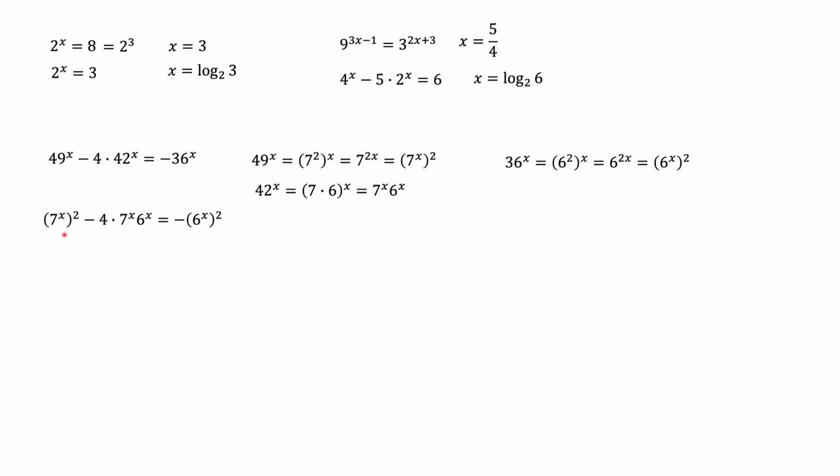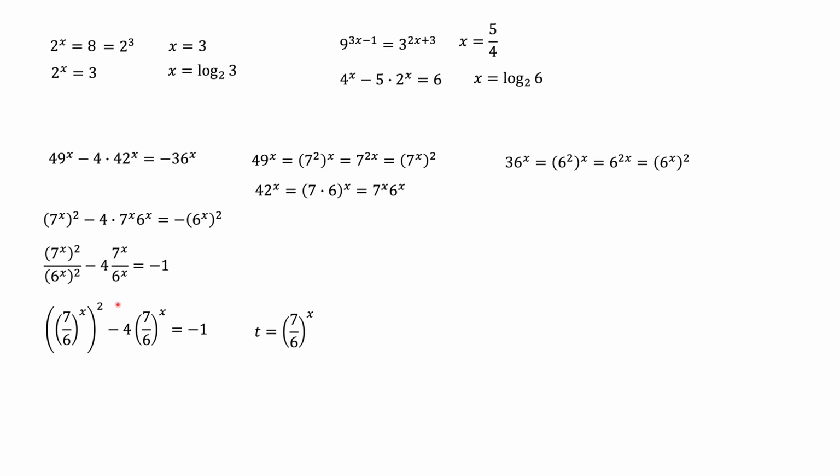And we're going to divide left and right hand side here by (6^x) squared. If we do this, this is what we're going to get. Now remember that 7 to the x power divided by 6 to the x power is simply (7/6) to the x power. If we do that, we already see that we got a quadratic equation with respect to (7/6)^x. So if we introduce a new variable t as (7/6)^x, we're going to get a polynomial equation. In this case, it's a quadratic equation, easy to solve.